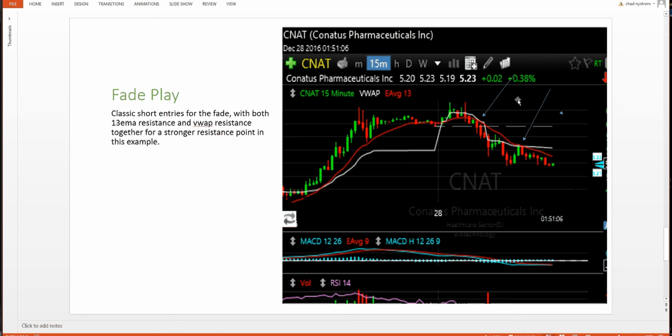Second fade entry for me would have been, as you've heard me refer to it before, the bump and dump, where it returns to the VWAP. And in this case, again, classic, we have the 13 EMA right smack on top of it for kind of a double-decker resistance wall right there. And then short, that would have been a second short entry.